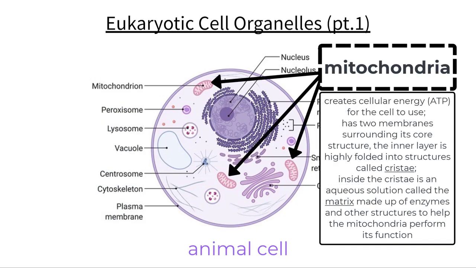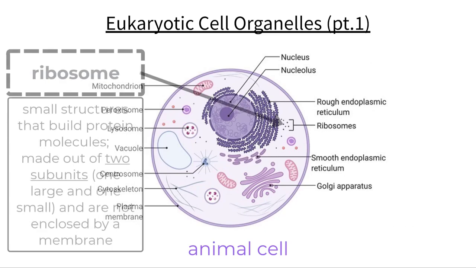Next up, we have the mitochondria. And if you have ever taken a biology class before or have seen any cell biology memes, you probably know that this is the powerhouse of the cell. Yes, this structure creates cellular energy called ATP for the cell to use. But there are a few other important points you need to know about the mitochondria. The mitochondria has two membranes surrounding its core structure, and the inner layer is highly folded into structures called cristae. Inside the cristae, you will find an aqueous solution called the matrix, which is made up of enzymes and other structures to help the mitochondria perform its function. You will learn a lot more about this specific organelle throughout this course.